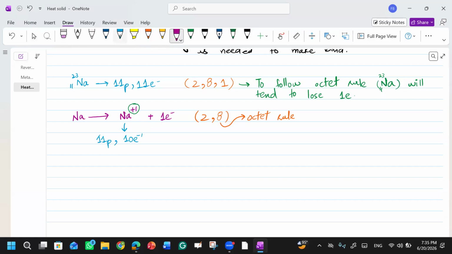Are you clear with this? And this is known as cation. And this was neutral.